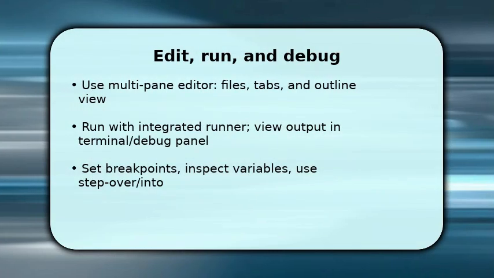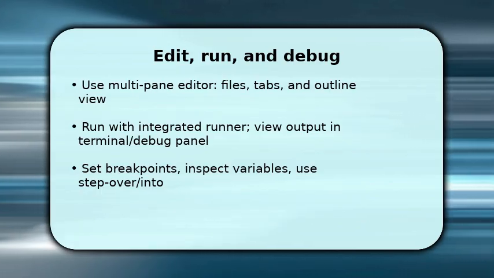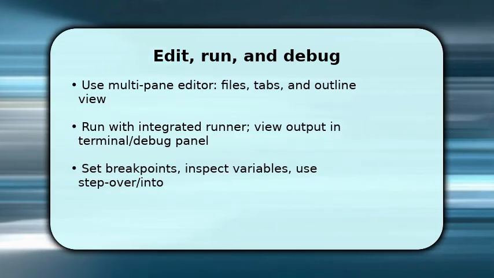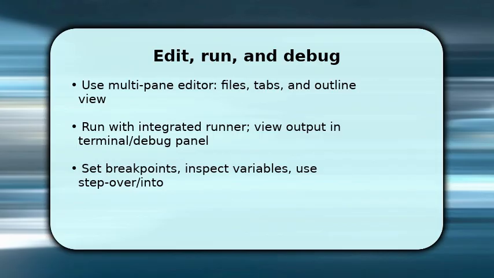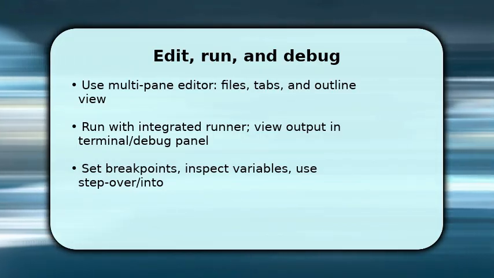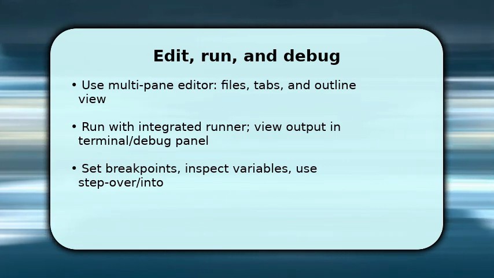Now focus on writing and verifying code. Open files in multi-pane view so you can edit while viewing the outline and terminal. Run code with Cursor's integrated runner and observe stdout and error traces in the debug panel. This tells you what to fix next. For logic errors, set breakpoints and use step over and step into to watch variables change in real time. Once you identify a bug, edit, rerun, and repeat. This loop is efficient because the editor, runner, and debugger are tightly integrated.